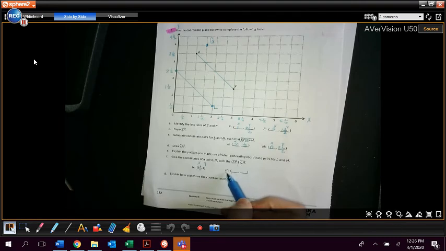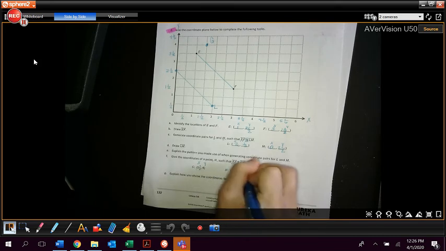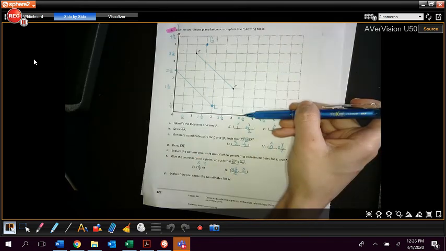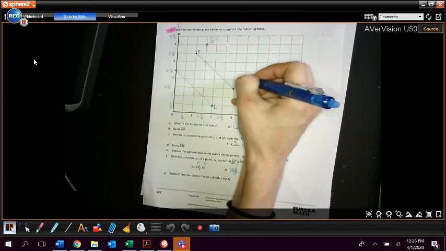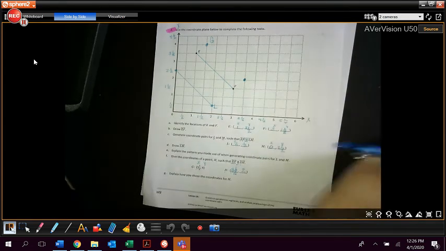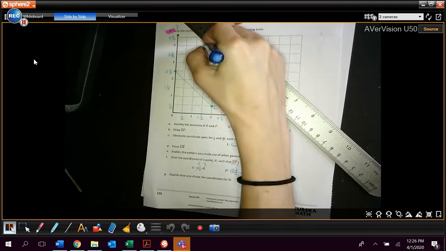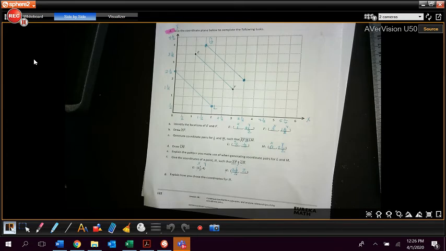Whatever I put for H, I need to make sure it is parallel to segment EF. So for H, we are going to do 3 1/2 and 2. So if I look here, it's 3 1/2 right here and 2, which is right about here. And that is what F should look like.